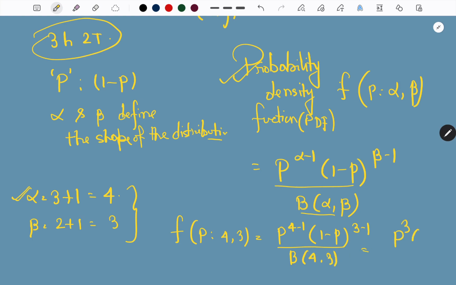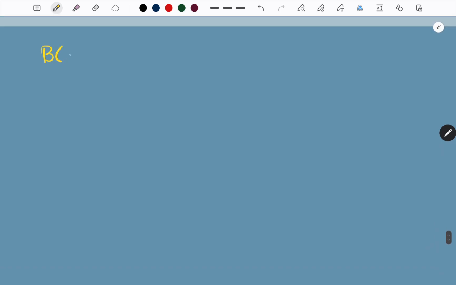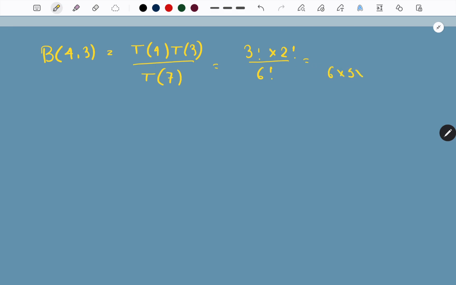Now this will be p cube (1 minus p) whole square divided by beta of 4 comma 3. Now if we calculate beta of 4 comma 3, remember this is equal to gamma of 4 into gamma of 3 divided by gamma of 7. So this will be 3 factorial into 2 factorial divided by 6 factorial, which is equal to 1 by 60.